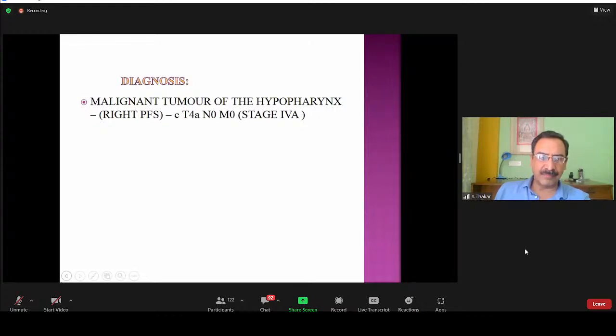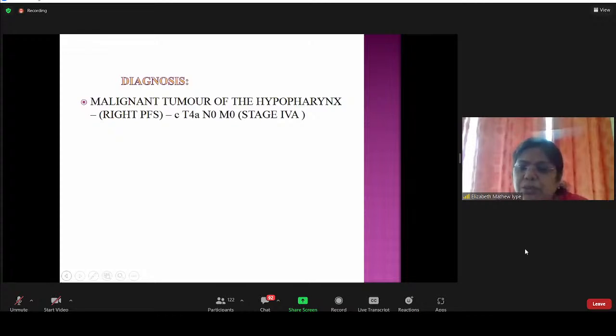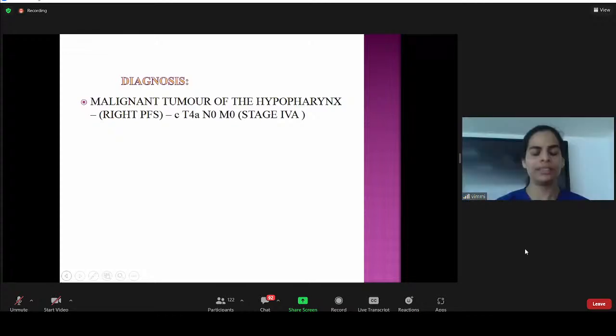So only CT neck was done. Was CT chest done in this case? Yes, ma'am. Both CT neck and chest were done, and in the chest there was no evidence of any metastatic disease. Actually, I have the video, but I'm unable to play that, ma'am, so I just added the image cuts.